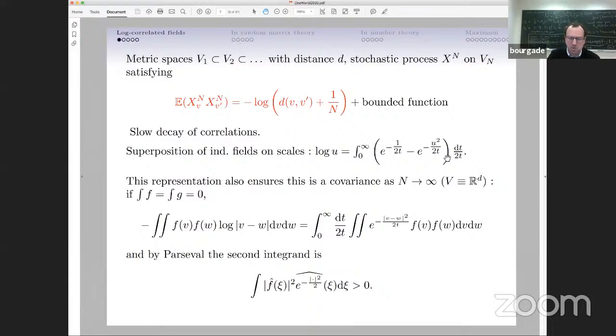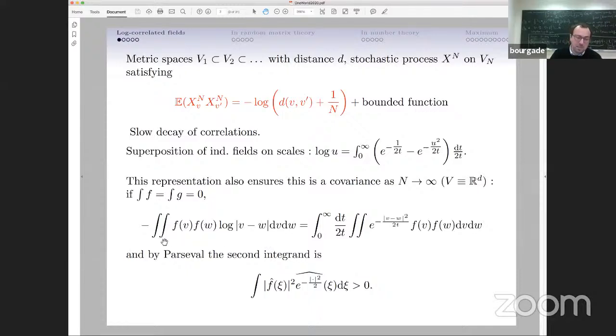And basically, what this tells you is that it's a superposition of processes which live on scale square root t, and it's a superposition over t. This formula is actually quite useful if you also want to prove that it's really a covariance. Let's look at the easy setting where I forget the cutoff, and I want to prove that in the limit, just a pure log term is a covariance. Well, you need to check positivity of the kernel integrated with respect to a test function.